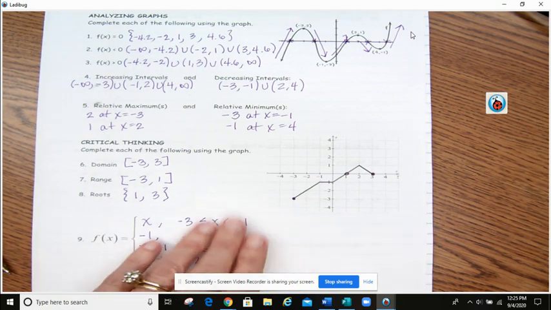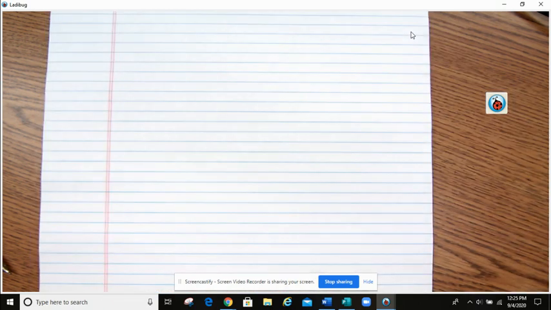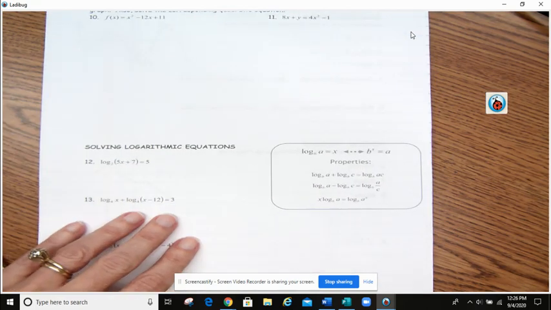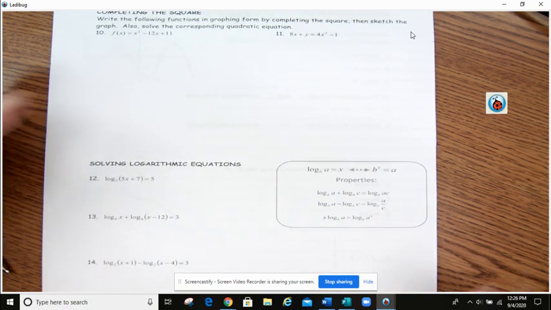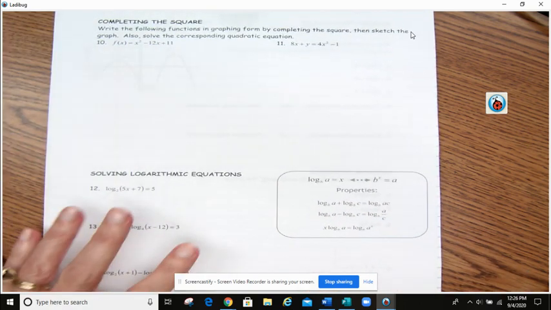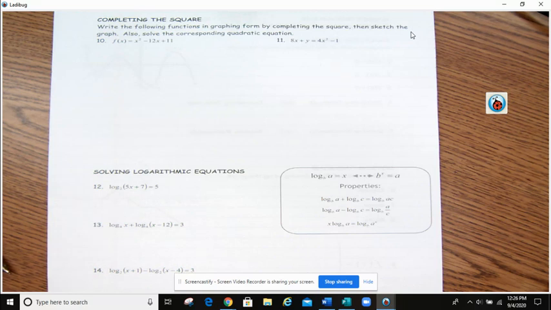Okay, so on to the next section, which is going to be completing the square. All right, so that involves quadratic functions. So the directions: write in graphing form by completing the square, and then sketch the graph, and then also solve. There's 2 things we can do with completing the square. We can solve, or we can put it in graphing form, vertex form. And so we want to be able to do both of those things.